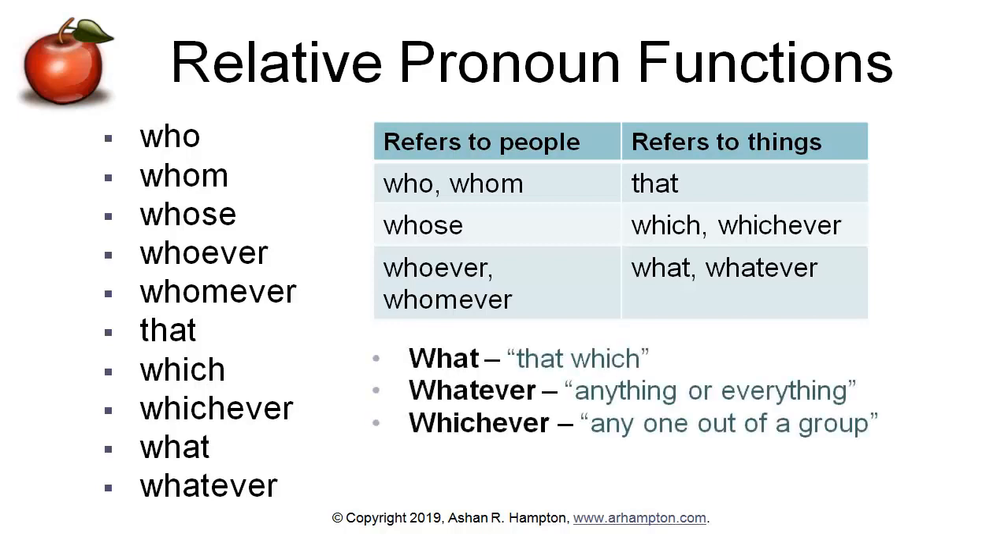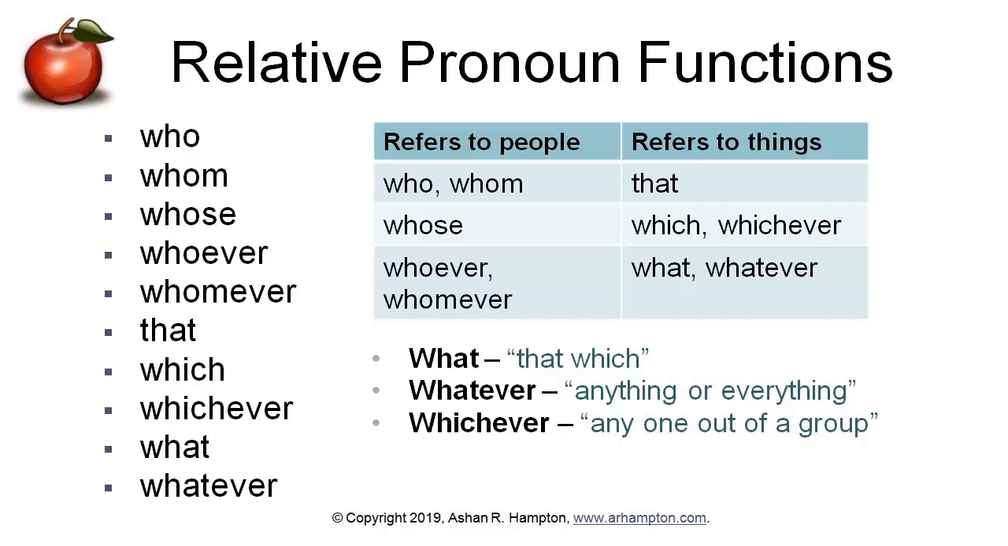When you say what, it's as if you're saying that which. Give her what she desires. Give her that which she desires. But instead of all of that, we just say what. Whatever means anything or everything. Give her whatever she wants in the shoe department.